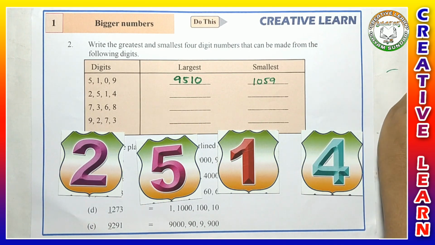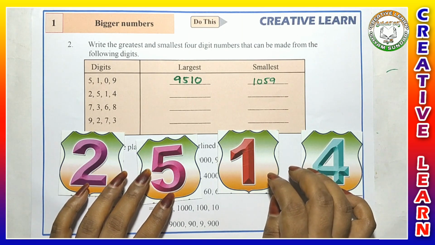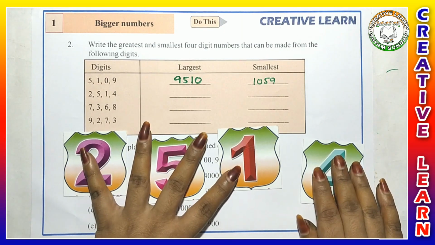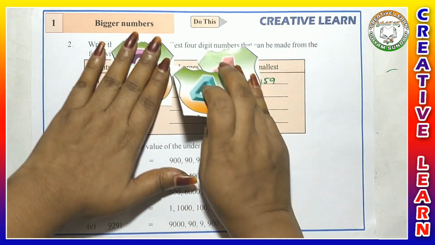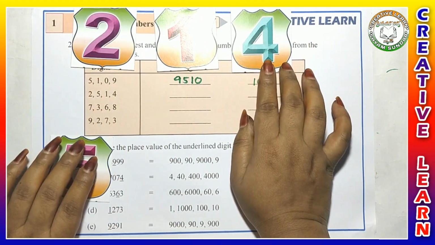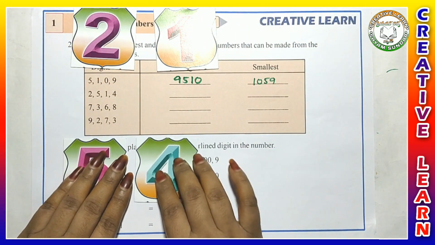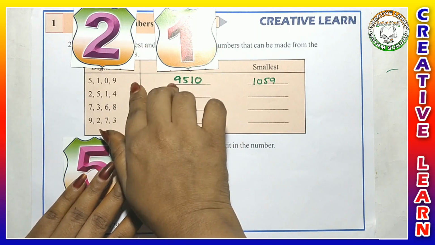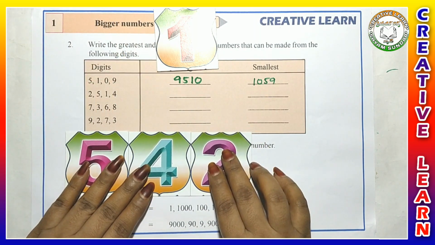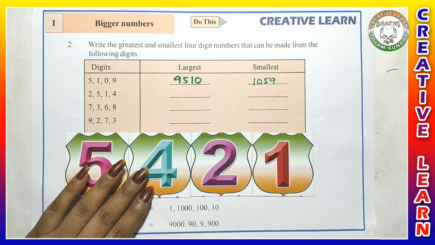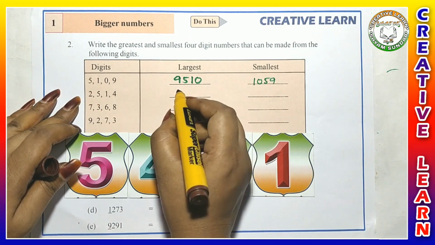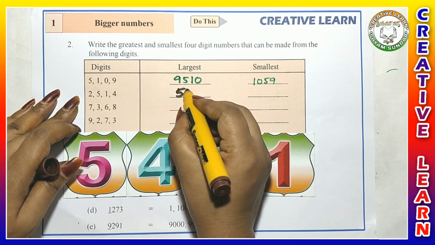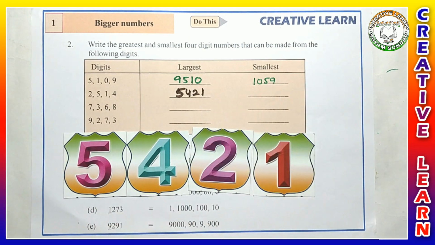Largest number means in the thousands place we have to take the largest digit first. So obviously it is 5. Next, from these 3, which one is the largest? 4. We can take it in the hundreds place. Next, from these 2 and 1, 2 in the tens place, and the last 1 in the ones place. So what is the number? 5421. Let's write here: 5421.